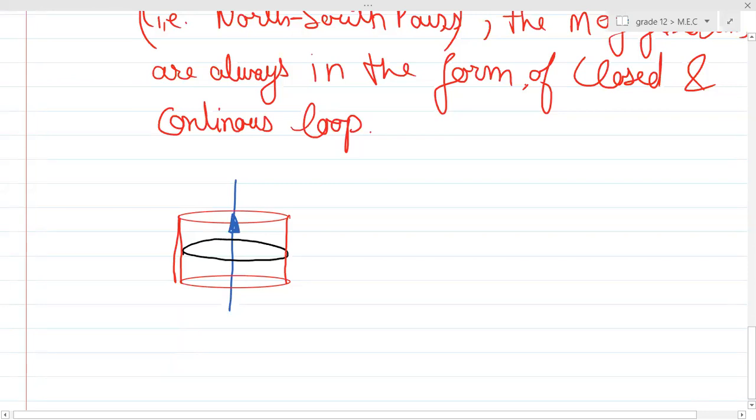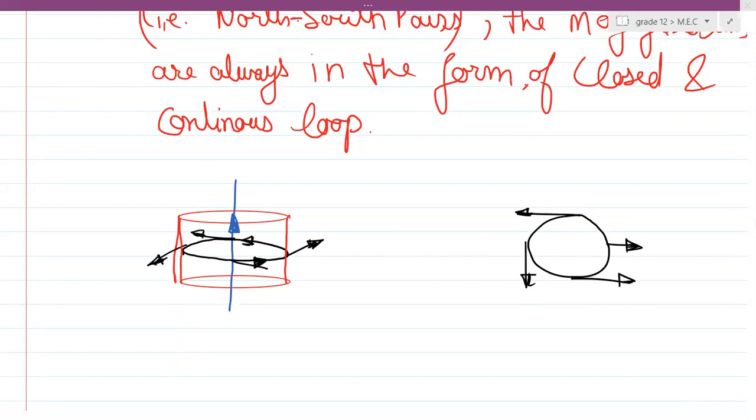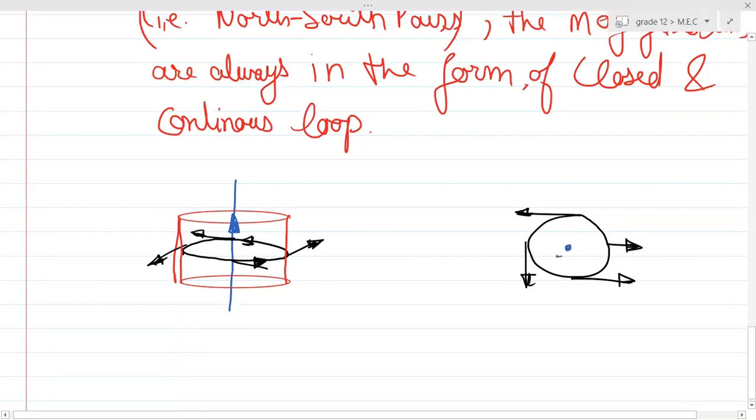So now see this particular thing: the magnetic field lines are like this. Will this be the direction of the magnetic field at every point? If you look from the top of the cylinder, will it look like this? Everyone will be seeing this, right? From the top. This is the front view, and this is the top view.